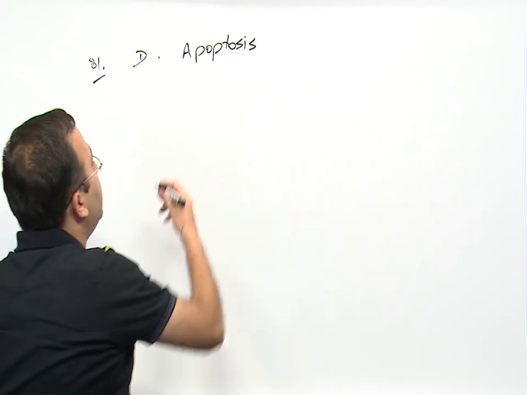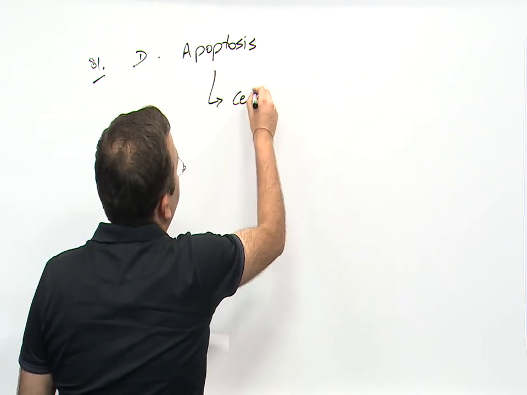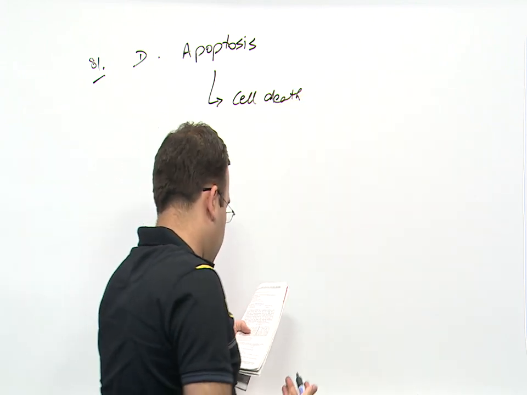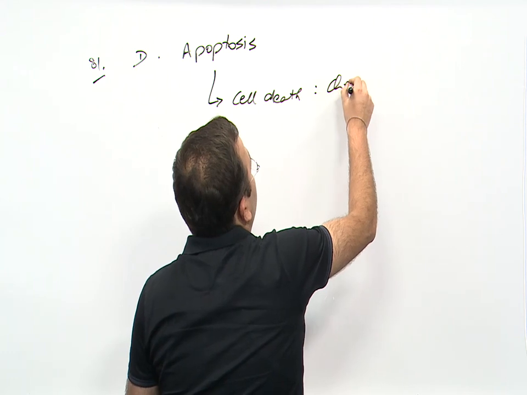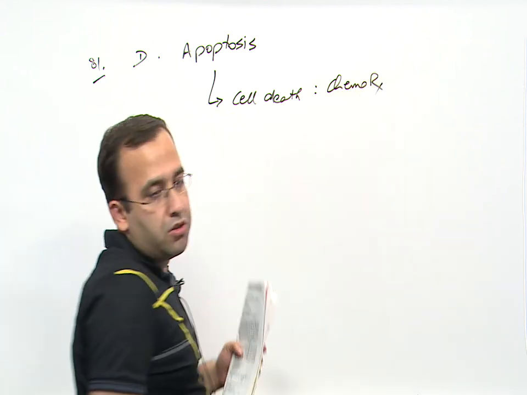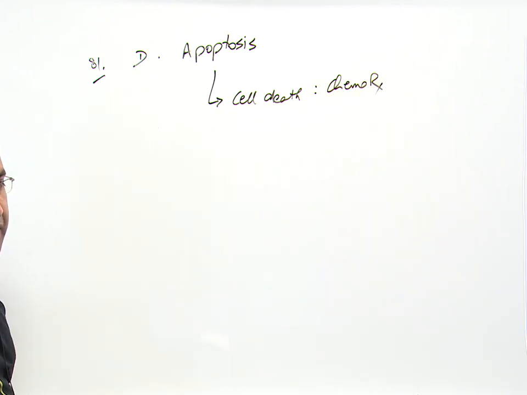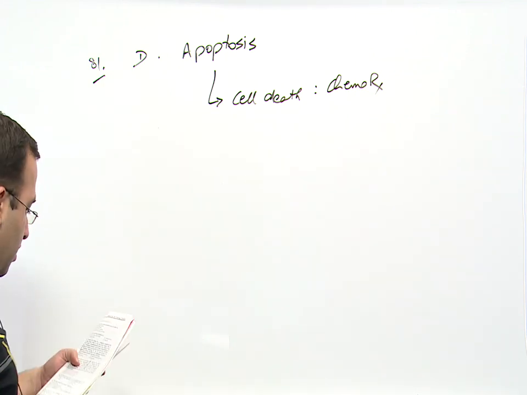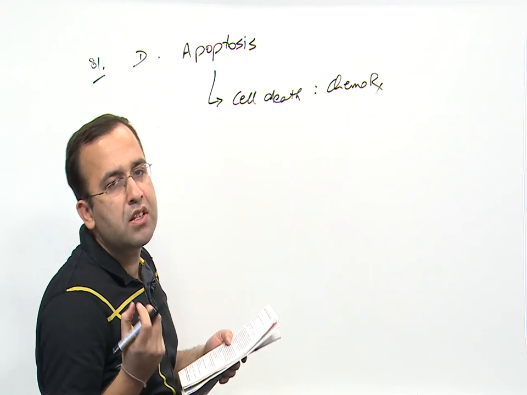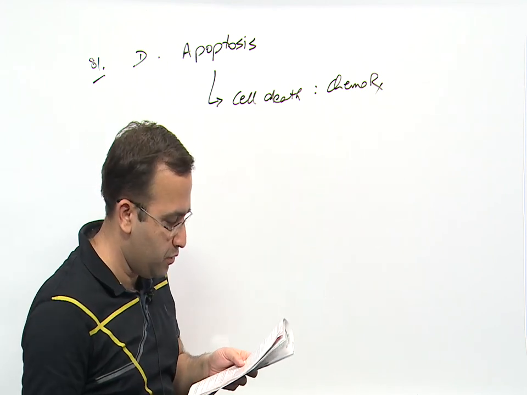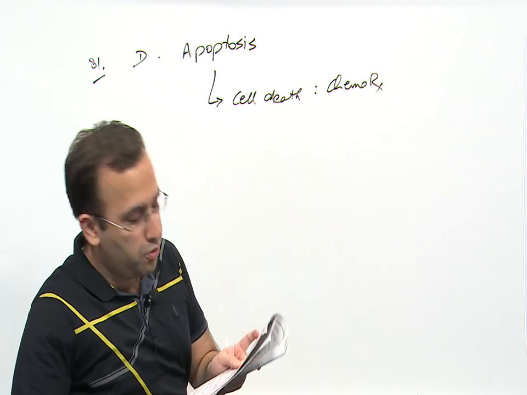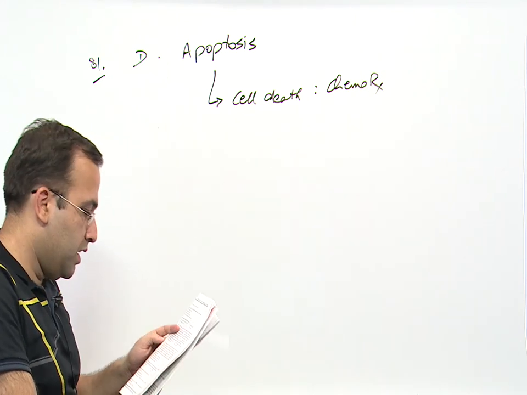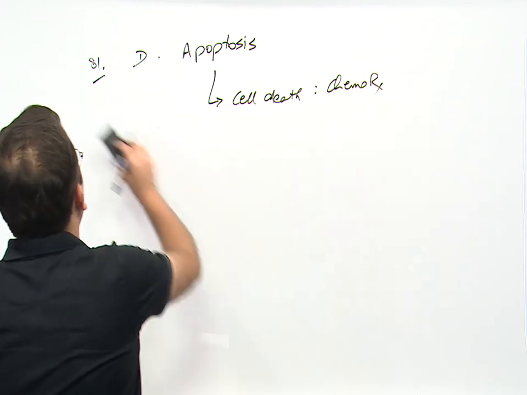So, the cell death that is taking place because of chemotherapy is mediated by apoptosis, plain and simple. Whereas phagocytosis, this is a leukocyte which is phagocytosing a microbe. Mitochondrial poisoning, no. And this is of course not coagulative necrosis. Coagulative necrosis is mediated by ischemia.